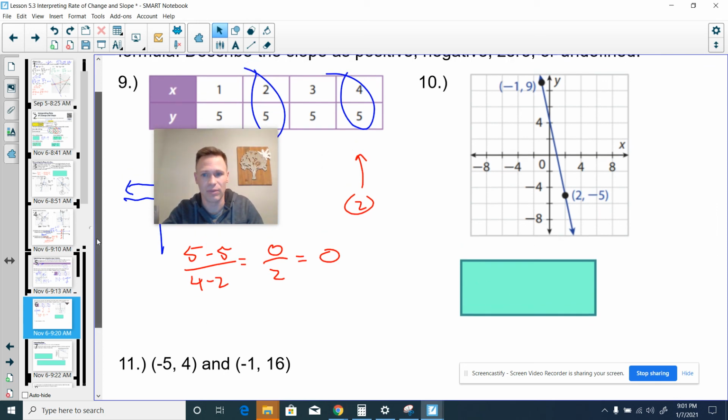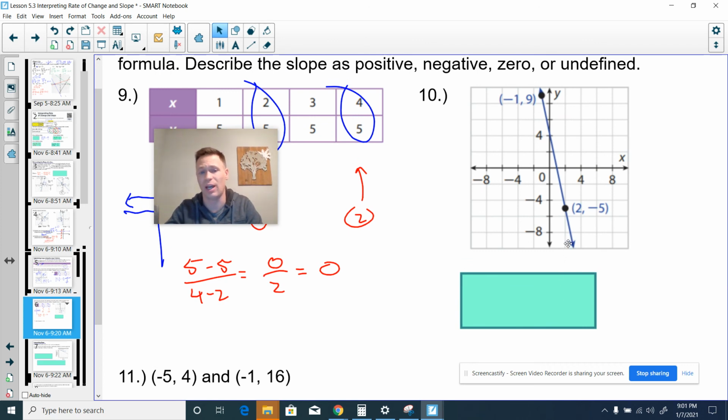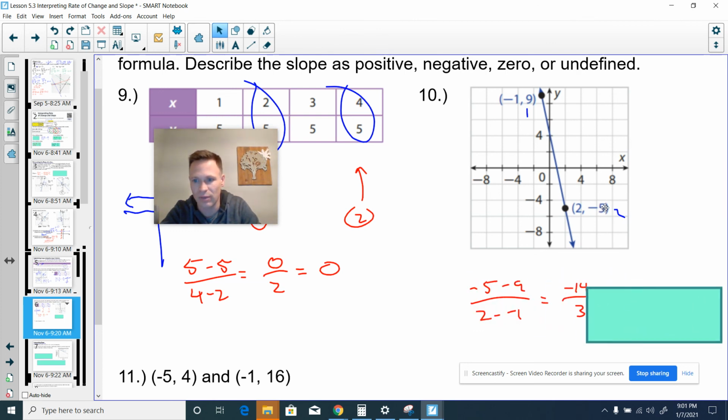On the graph, I could count this, but I want to use the slope formula. We can verify it with the graph itself. This one, 2, 4, does count by 2s, so I'm actually just going to use the slope formula here. As I use the graph, this is going to be my 1s here. This is my first point. This is my second point. That means my y2 is going to be -5. So I start off with -5 minus y1, which is 9. And then I have my x2, which is 2, minus -1.